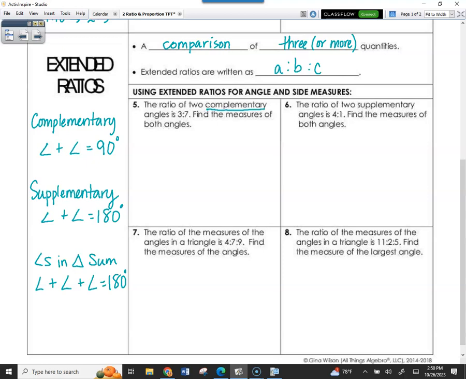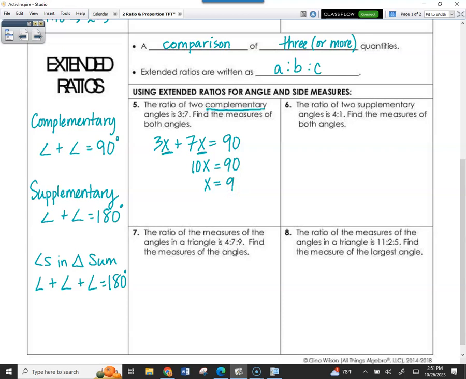I don't know the common factor though, but I do know they have to add up to what, since they're complementary? They have to add up to 90. So we're going to let x be the common factor, and we're going to say 3x plus 7x has to add to equal 90. x is the common factor that we don't know, and we're going to solve for it. So this is a simple two-step equation. You get 10x equals 90, so x is 9.